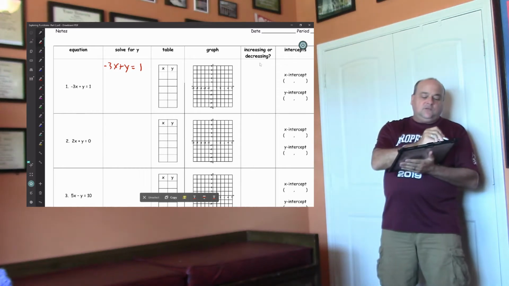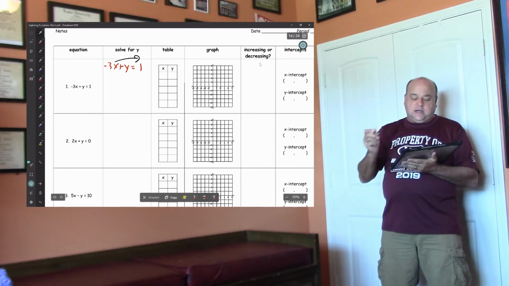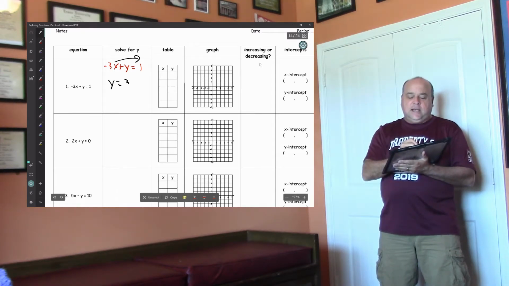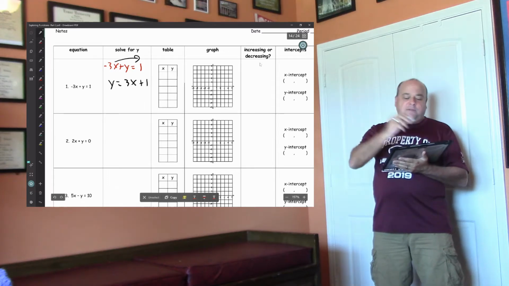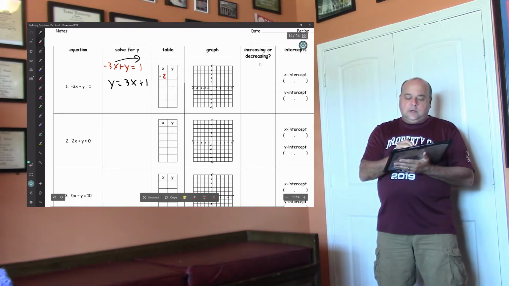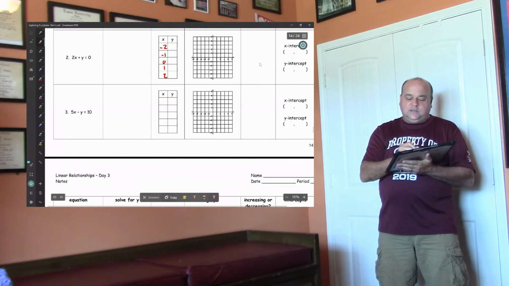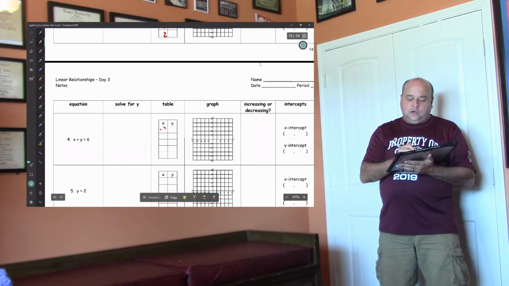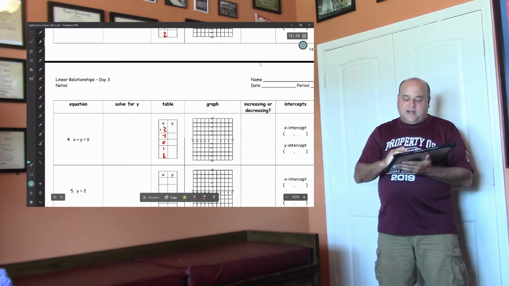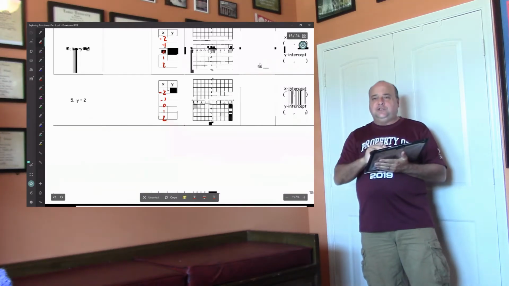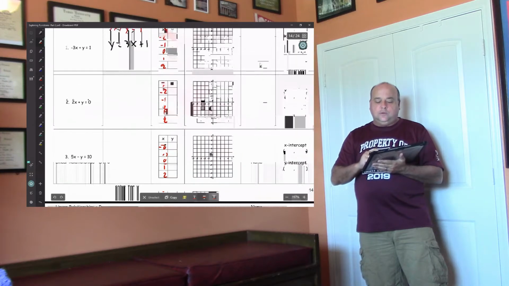Okay, so we're going to solve this for y. All you got to do is move the x across, and y equals the negative 3x will turn into a positive 3x, and you put plus 1. Now then, on every single table, write these down for your x's: negative 2, negative 1, 0, 1, and 2. This will make it easier. So go to all the tables and put negative 2, negative 1, 0, 1, and 2. So all of your x's should be negative 2, negative 1, 0, 1, and 2.